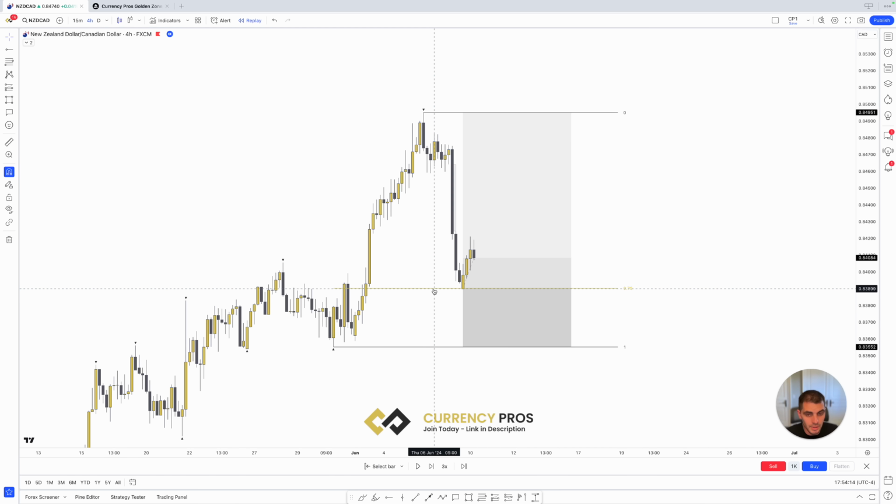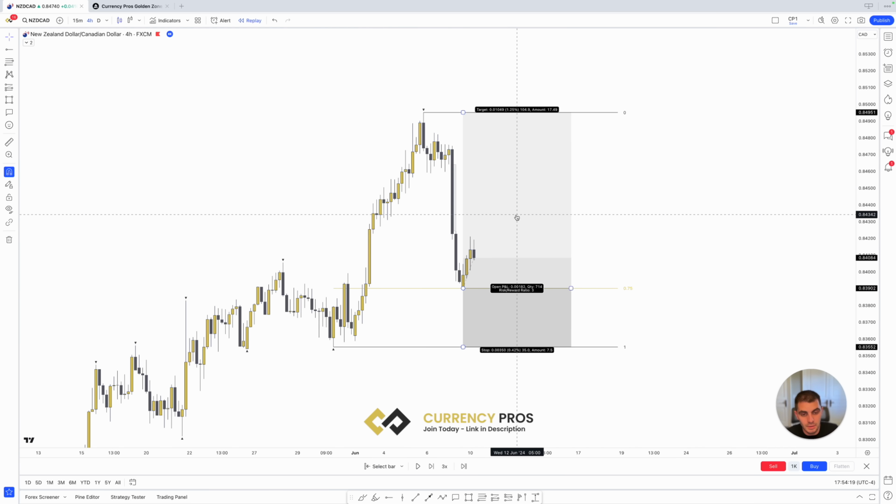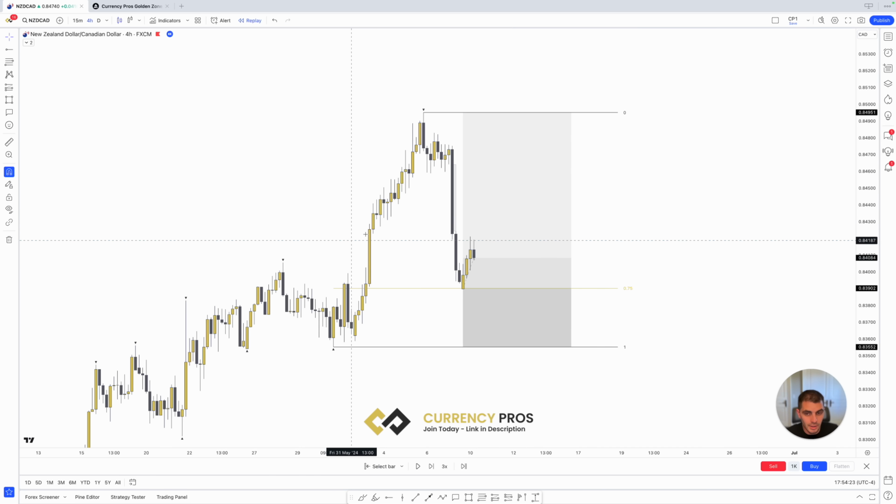I only do that because it's deep enough in discount, or premium if I'm selling, and it gives me a nice 1-to-3 risk reward ratio every single time. So there's no guesswork. There's no entering off of the imbalance and maybe getting 1.5R, or entering off the order block way down here and getting like 7R or 8R. It's just inconsistent that way.